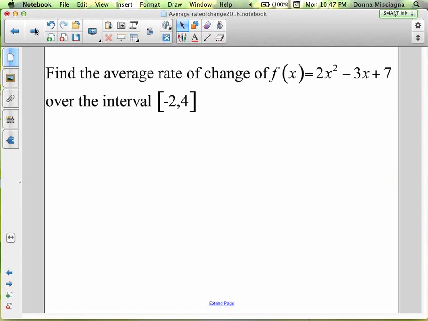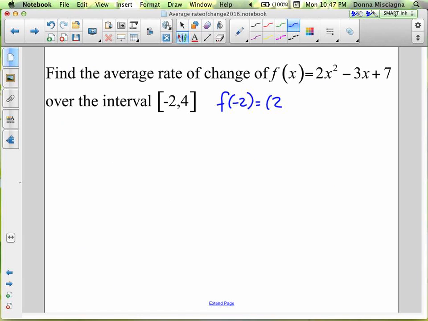Find the average rate of change of f of x equals 2x squared minus 3x plus 7 over the interval -2, 4. All right, so we've got to find the value of our function at -2 and 4. So we have f of -2 equals 2 times -2 squared minus 3 times -2 plus 7. I'm not going to put that in parentheses.